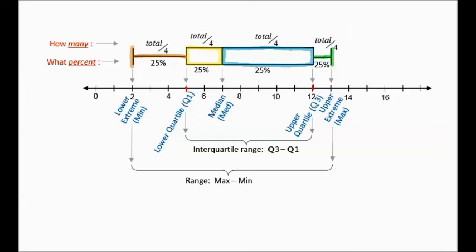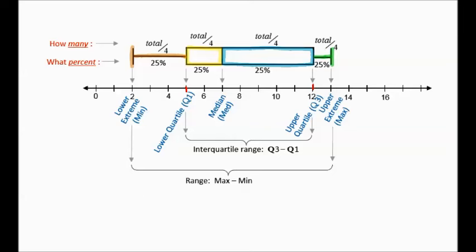So when you get a box and whisker plot, it might be very useful for you, before you even start the problem, to write the 25% under each section of the box and whisker plot, and on top of each section of the box and whisker plot, look for that total divided by 4 and write that number there. Then all the other questions can be easily answered.